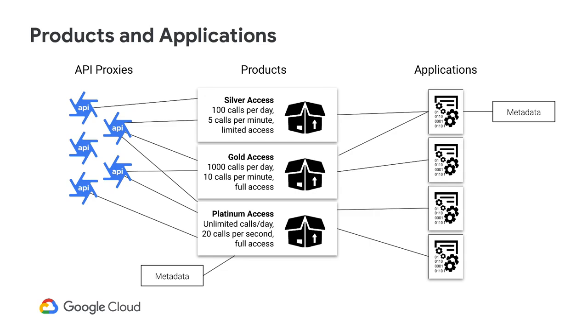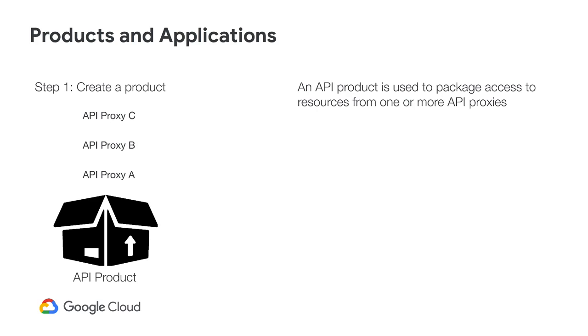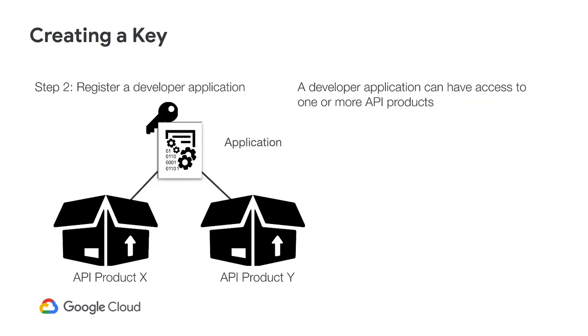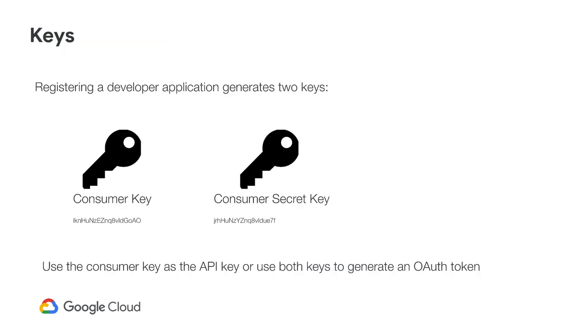They have API keys, or they're going to be sending OAuth tokens or JWTs, and that lets us track exactly who's calling things. So where do we get these keys? We create an API product inside of Apigee. We can decide which proxies are going to go in there and which resources of those. From there, we register a developer application. And a developer can have access to more than one API product. And that generates 2 keys, a consumer key and a consumer secret key. And you use the consumer key as your API key, or you're going to use both keys if you're going to generate an OAuth token. So that's a quick overview of API products.